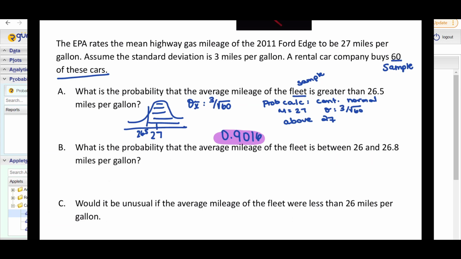Okay, so next question, what's the probability that the average mileage of the fleet, again, of the sample, is between 26 and 26.8? So same thing. We're just going between 26 and 26.8. Actually, both of those are below the mean. So the shading would be in between, but that section would be farther to the left. I'll show you what I mean.